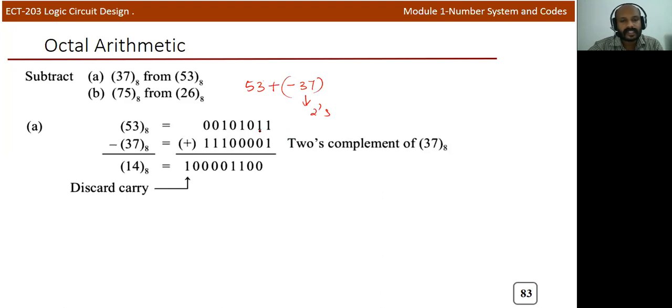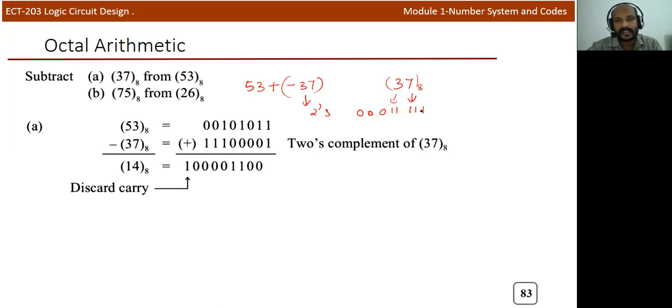We'll convert the subtraction into addition, and we'll write the 2's complement of this negative number. The positive number is exactly the same. So this is the binary equivalent of 53 in 8-bit, and this is 37 in 2's complement form. For that we need to write 37: initially 111, and 3 means 011, and in 8-bit you'll write two leading zeros.